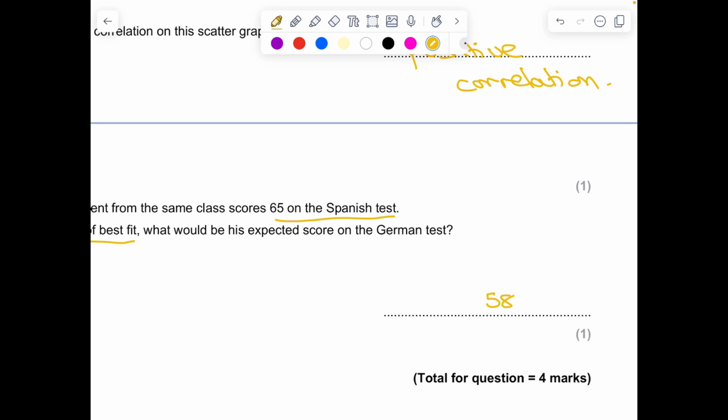Yours will vary, and in fact, it says that I can accept anything between 50 and 60, okay? Because it depends on how you've drawn your line, and everyone's line of best fit will be slightly different, okay? So there is a range there between 50 and 60.